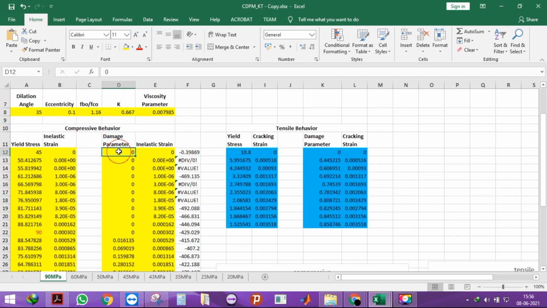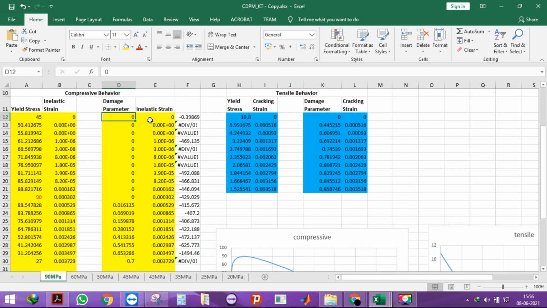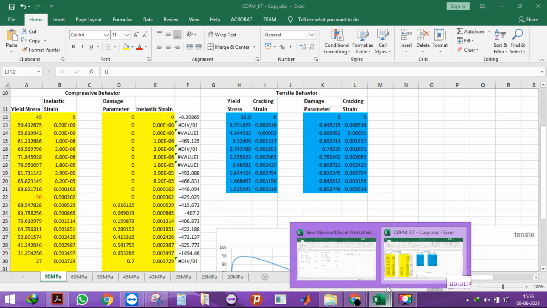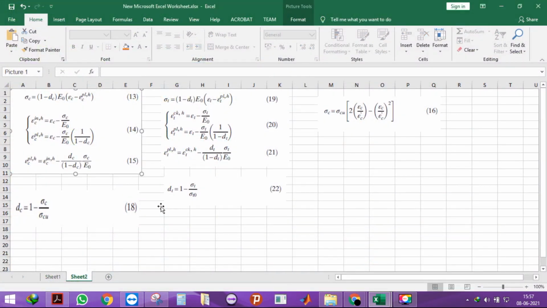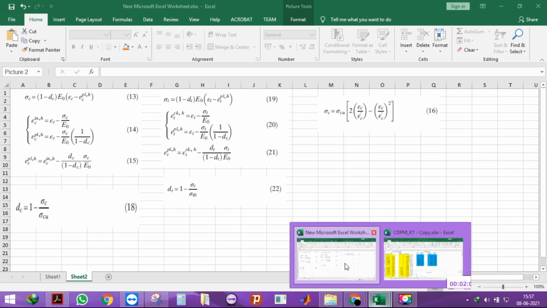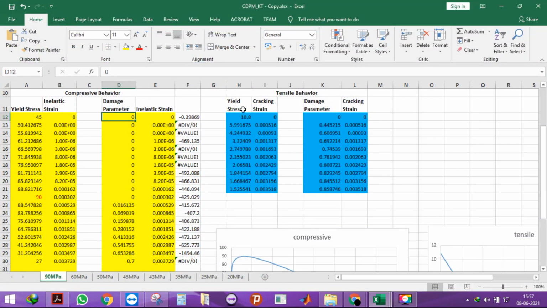And next, for damage parameter, the inelastic strain will be the same, and these damage parameters will be calculated using DC, this formula, that is 1 minus sigma c upon sigma c u. Now this formula is used to estimate the DC. And next we have to estimate yield stress.